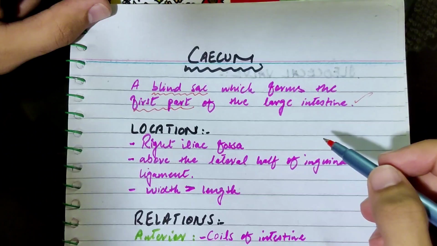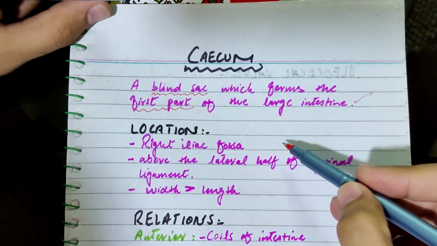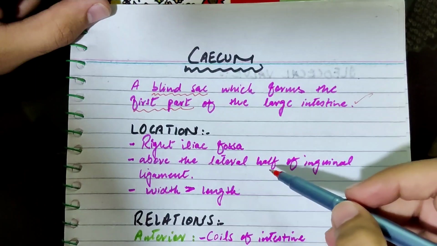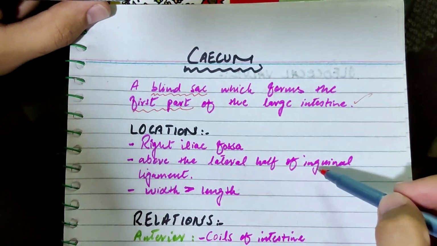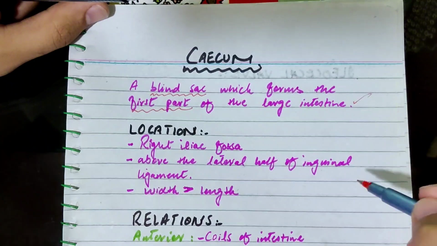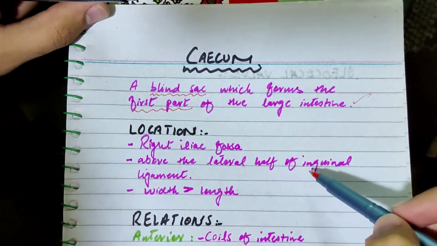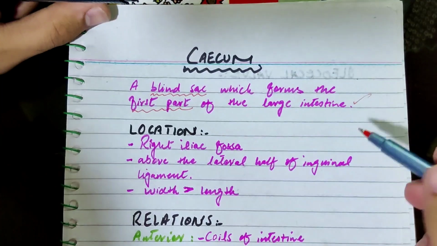So what is the location of our cecum? It is basically located in the right iliac fossa in our pelvis, and it is present above the lateral half of the inguinal ligament. So the inguinal ligament is present below the cecum.